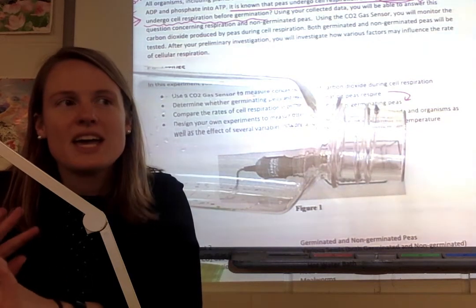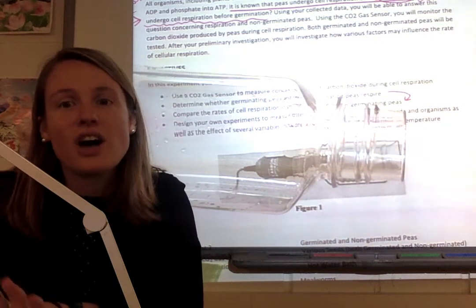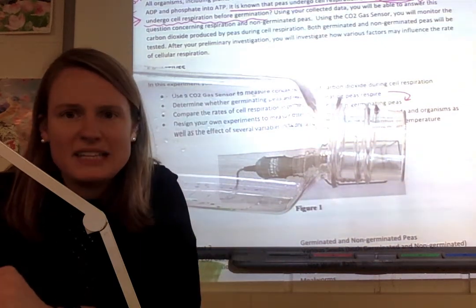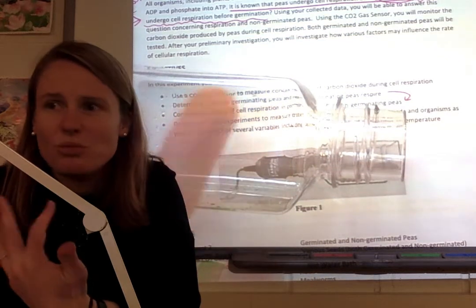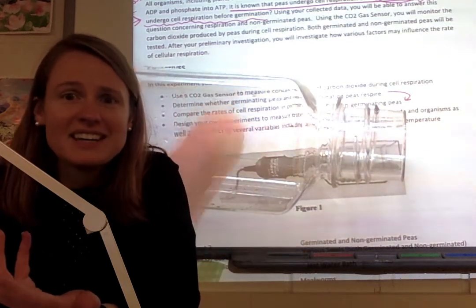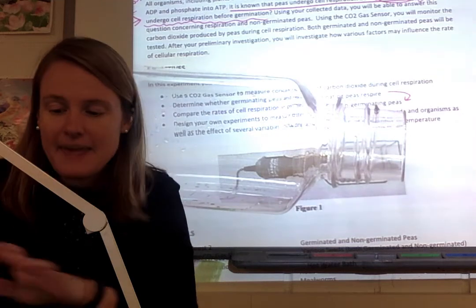Okay? So even if you don't get to do crickets, there's other really cool things to pick from, like different types of beans. Bigger beans do more cellular respiration than smaller beans. That's another thing that you can investigate.